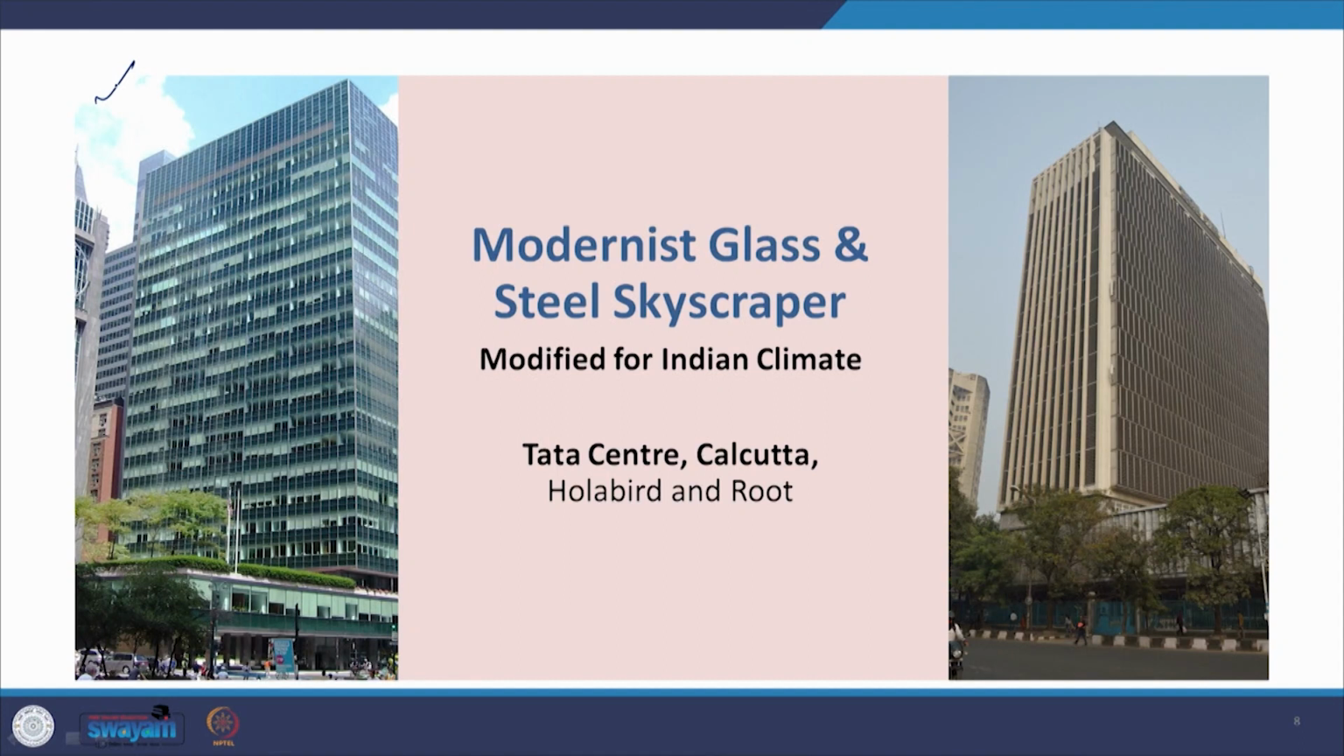And this RBI Kolkata building was a reflection of the wedding cake skyscraper. Moving on to the idea of the modernist skyscraper. For example, the Lever House in the early 1950s in New York by Skidmore, Owings and Merrill. This skyscraper was then adopted by Holabird and Root for the Tata Center in Kolkata. It's a very similar cuboidal skyscraper.